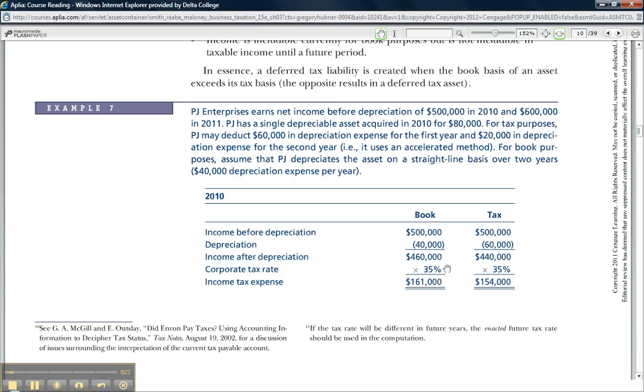So in this example right here, they break out depreciation as a separate expense line item just to show you an example of what's going on when you have different depreciation methods for book and tax. So basically this 460 is just book income. They broke out the depreciation as a separate line here. This is book income 460. For tax return purposes, this example gives us an extra tax deduction for depreciation of 20,000 more. So for tax purposes, you have taxable income of 440 that's going to show up on your tax return. Well, for book purposes, this book income times 35% gives you your total income tax expense.